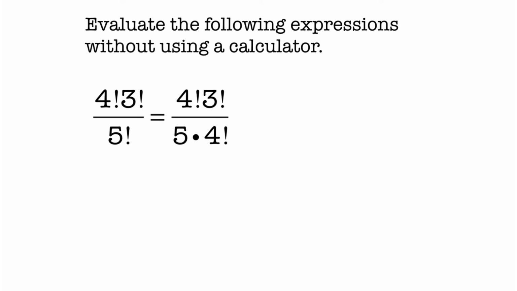We can rewrite the denominator as 5 times 4 factorial. If you're wondering why we didn't write it as 5 times 4 times 3 times 2 times 1, it's because we can see that we can already cancel out the 4 factorial. So cancel out 4 factorial and we're left with 6 over 5.